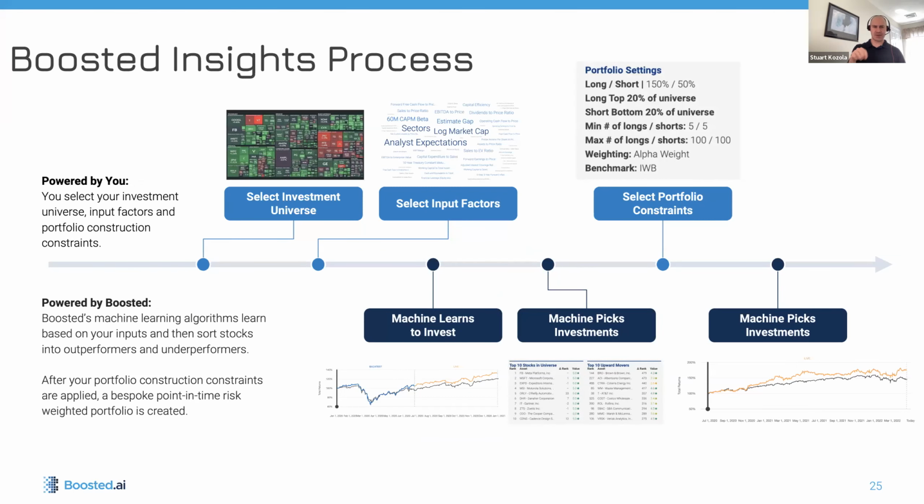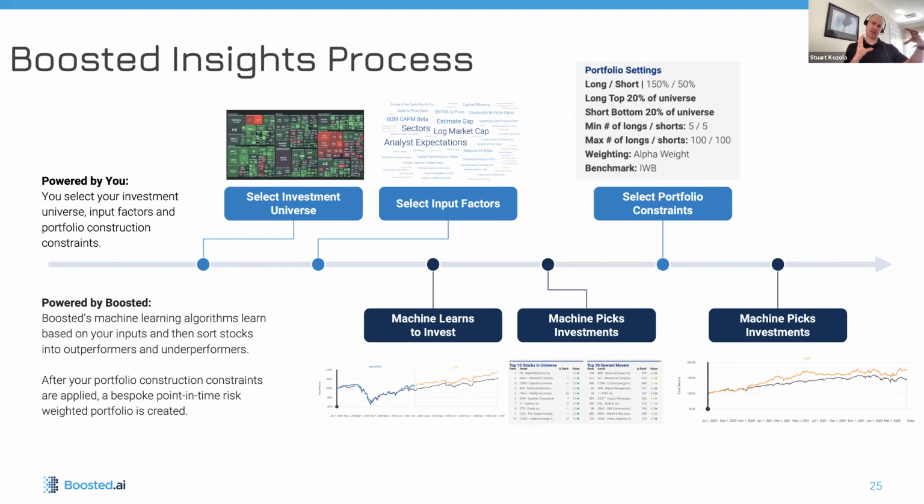In a second, I'm going to dive into Boosted Insights and show you a demo. The way it starts out within Boosted Insights is that we first build a model with your selected universe. You need to identify the type of investments you want to invest in. Maybe it's the S&P 500, maybe it's a global investment ETF. That's your choice, and that defines the universe. Then you'll come up with other input factors. For example, if you think analyst expectations are important, or maybe market cap is one of the things you think is important.